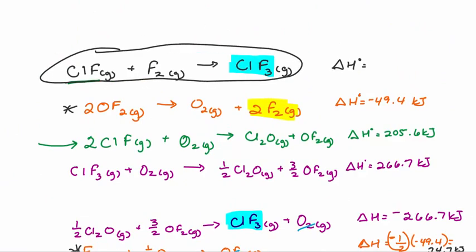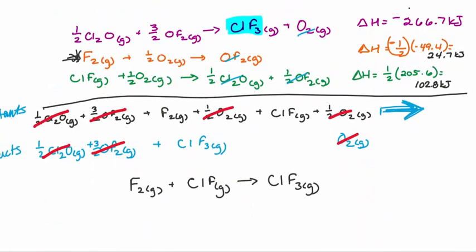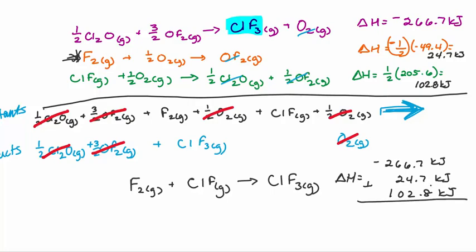So now I can calculate that delta H. So I take my negative 266.7 and let me write that out down here. My delta H: negative 266.7 kilojoules plus 24.7 kilojoules plus 102.8 kilojoules. Add all of those together and I get an overall delta H value of negative 139.2 kilojoules.